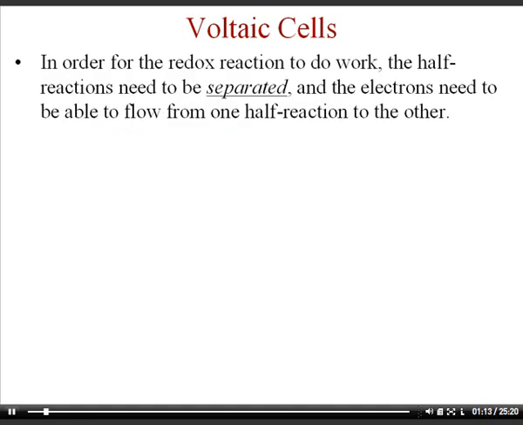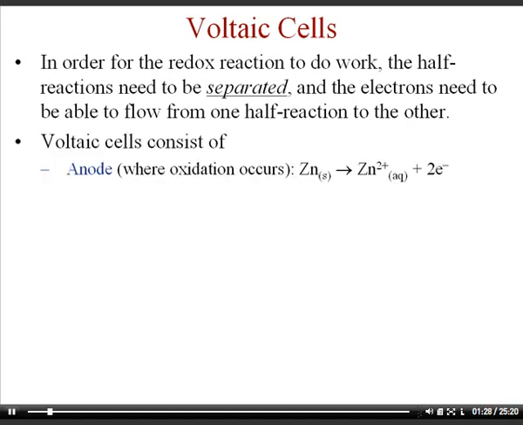Now, in order for the redox reaction to do useful work, we need that external circuit I mentioned earlier. And so the compartments need to be separated. These half reactions need to be separated from each other. And again, the electrons need to be able to flow from one half reaction to another via a wire.